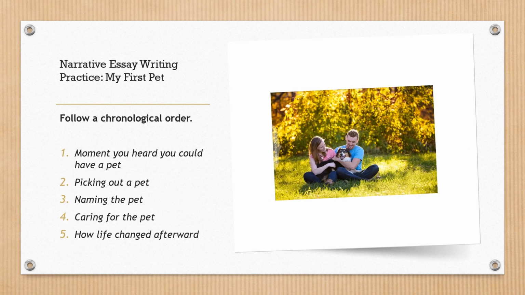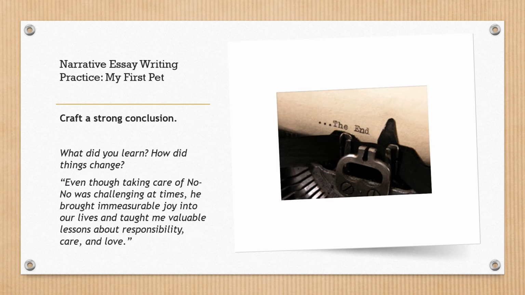It's also advisable to follow a chronological order, or in the order that it happened. And this could start from the moment you decided to get a pet, to the process of picking a pet, the day you got the pet, what you named it, having the experience of caring for it, and also how your life changed after that. And that kind of leads into that final part of writing that narrative essay. You need to craft a strong conclusion. And in this case, you could discuss how getting a pet changed your life or taught you responsibility.